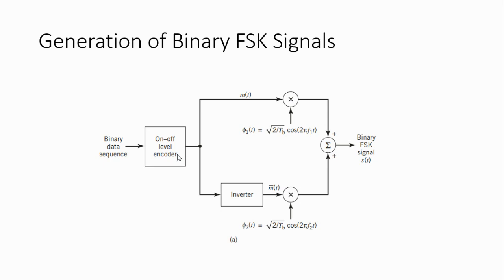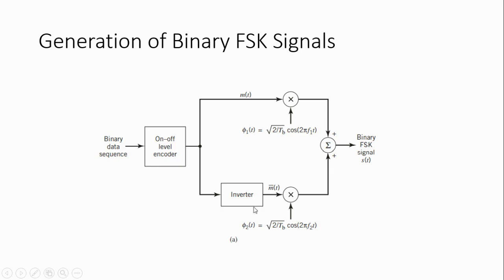Generation of binary FSK signal. Here, the binary data sequence is given to the on-off level encoder. Here 0 means it will be off and 1 means it will be on. And here this is m of t. The m of t signal is multiplied with the basis function with frequency f1 of t.